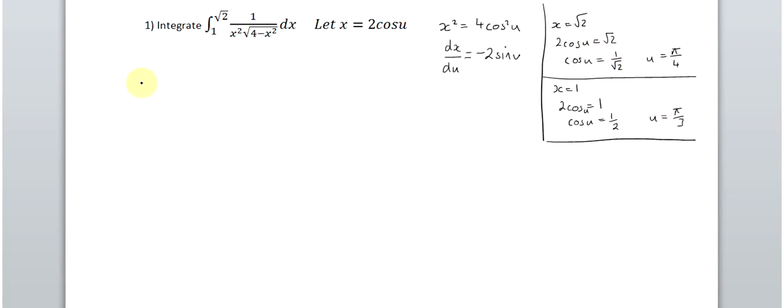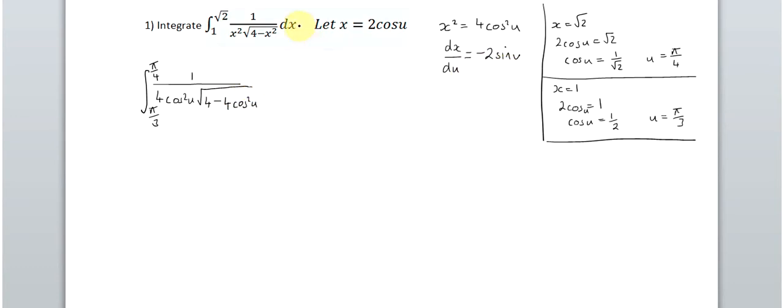Okay, right, let's get to substituting this monster. So there's our integral. So the 1 is going to go to pi by 3, and the root 2 is going to go to pi by 4, and we're going to have a 1 on the top, and on the bottom we're going to have a 4 cos squared u coming from up here, and then underneath here we have the square root of 4 minus 4 cos squared u.